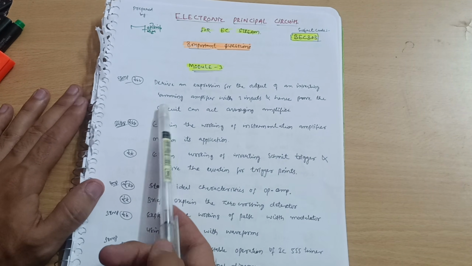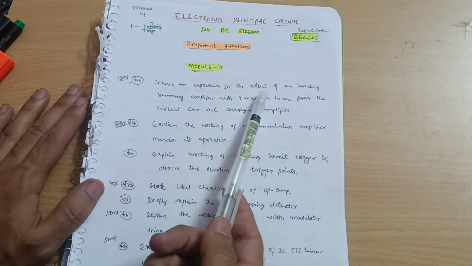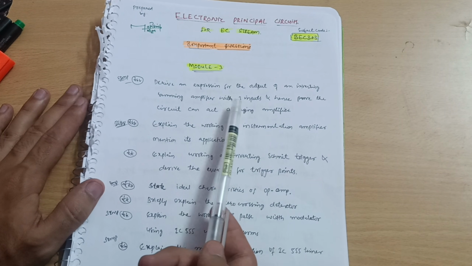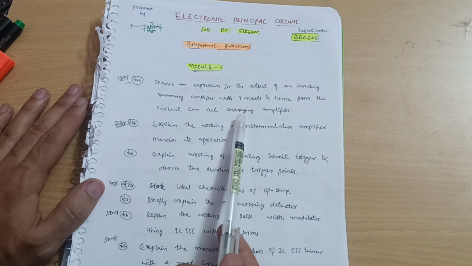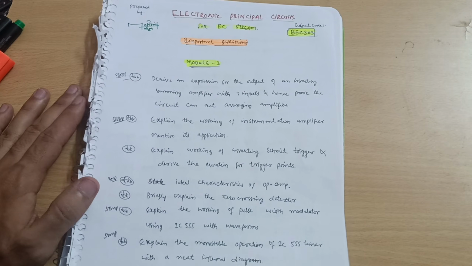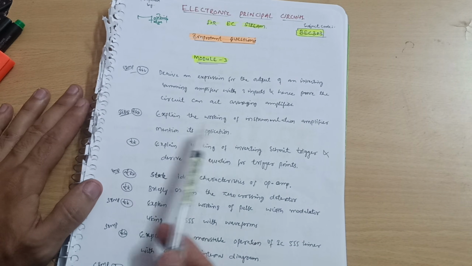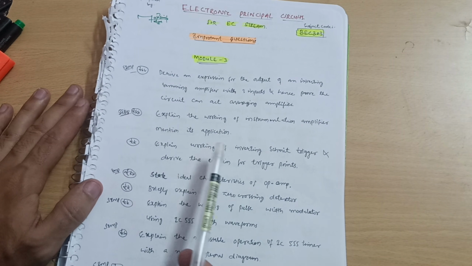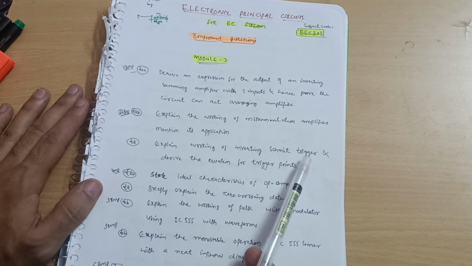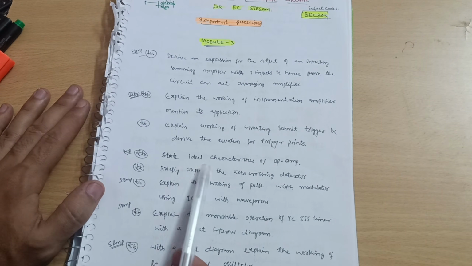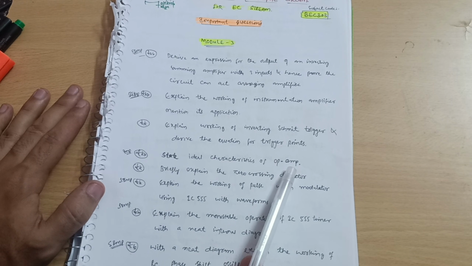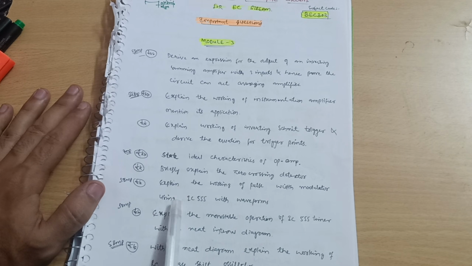First super important question is: derive an expression for the output of an inverting summing amplifier with three inputs and hence prove the circuit can act as an averaging amplifier. Next, explain the working of an instrumentation amplifier, mention its applications, explain the working of an inverting Schmitt trigger, and derive the equation for trigger points. Next, state the ideal characteristics of an op-amp, briefly explain the zero crossing detector, and explain the working of a pulse width modulator using IC555 with waveforms.